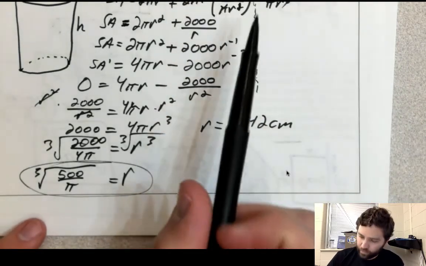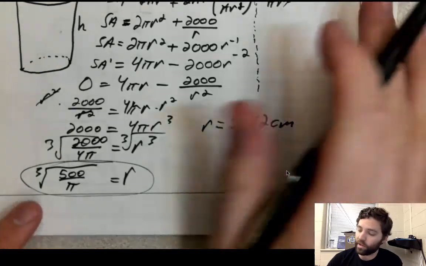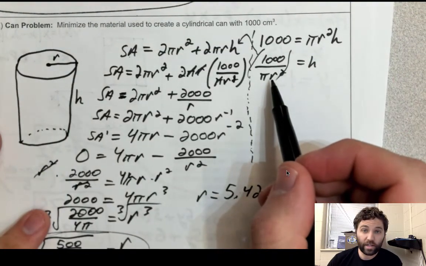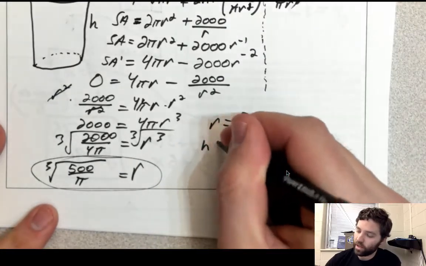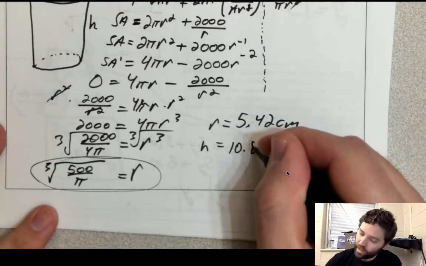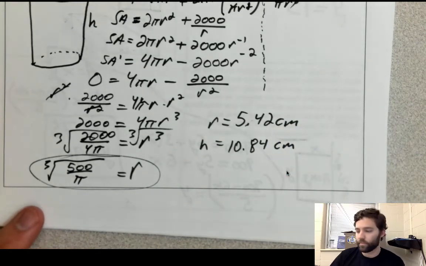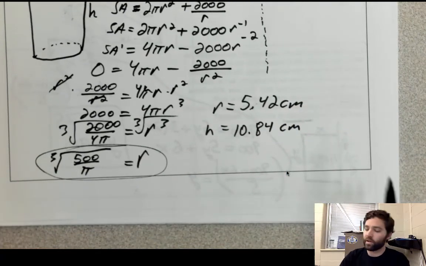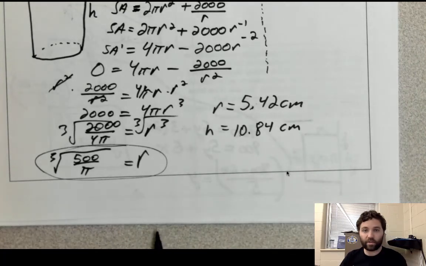And so that's our radius. And then our height, if we plug in r right here, we can get our height. And so it turns out that the height has to be 10.84. If you look at those numbers, there's an interesting relationship between them. The height is double the radius. And it turns out that if you want to minimize the amount of material used in a cylindrical can, or just minimize the surface area of a cylinder, the optimum ratio of radius to height is the radius being half the height. That will give you the optimum surface area given a constrained volume.